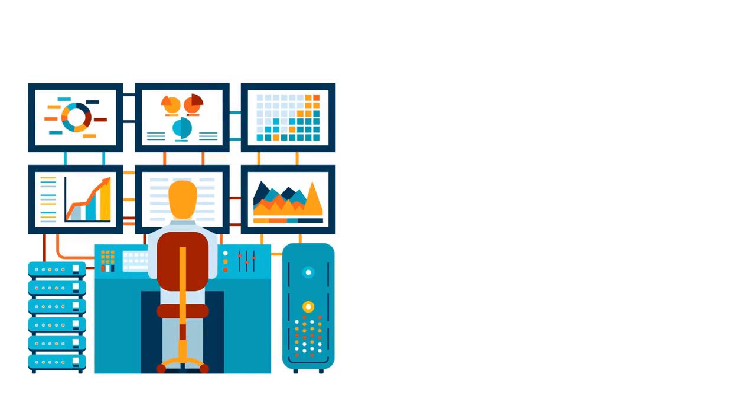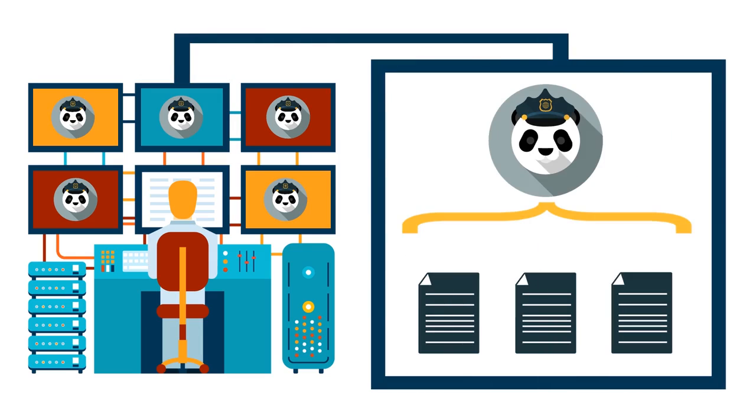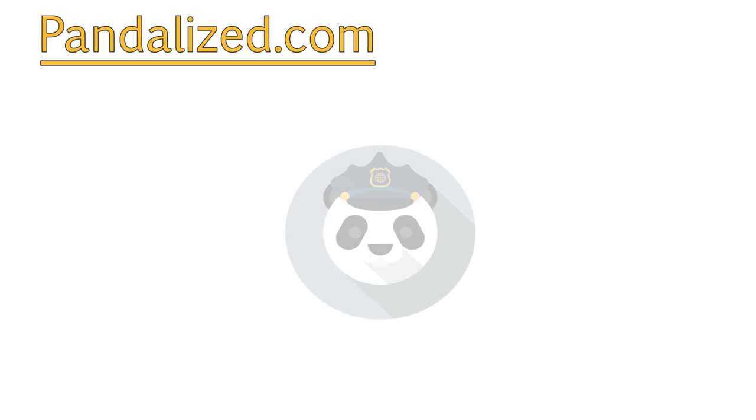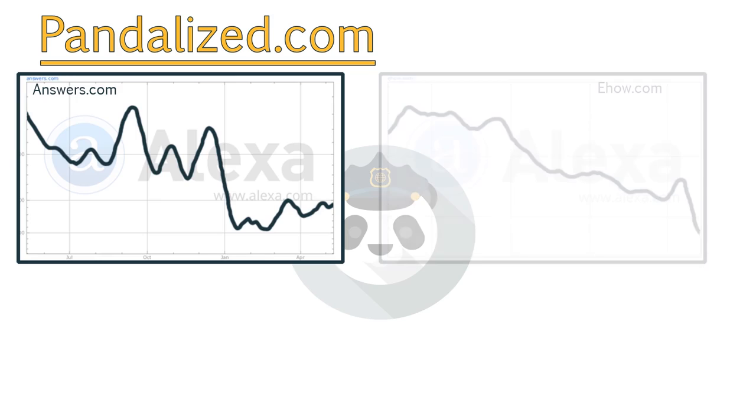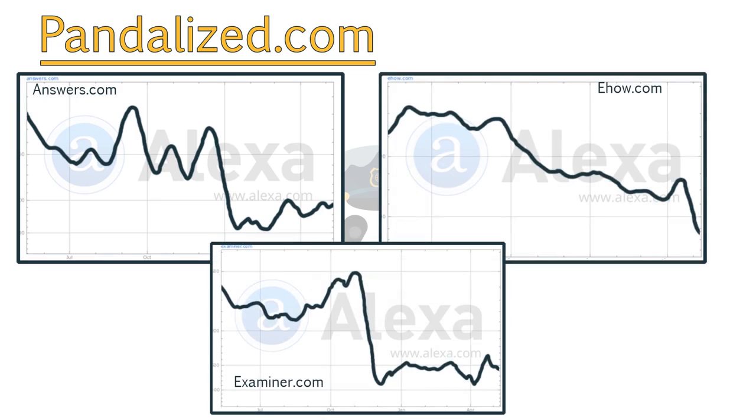The initial Panda rollout surprised a lot of webmasters and SEOs. We knew that the trend of updates had changes which were meant to get webmasters to provide more value to users, but the update hit several websites hard. Many never recovered. The website pandalize.com was created to keep track of how Panda affected large sites. Several well-known sites were severely impacted when this algorithm rolled out, and some never returned to normal. Here are some charts from the site, and you can visit the site directly to see more examples of how the Panda filter affected these sites.